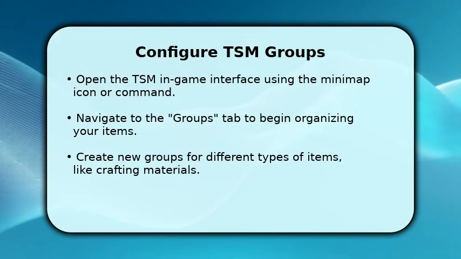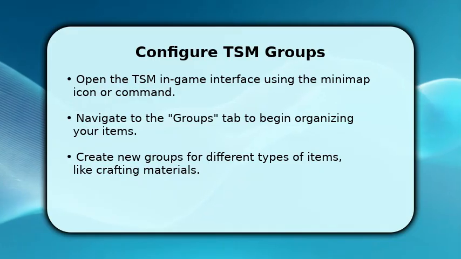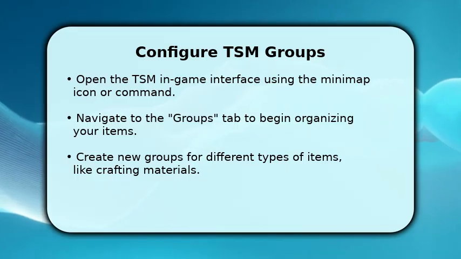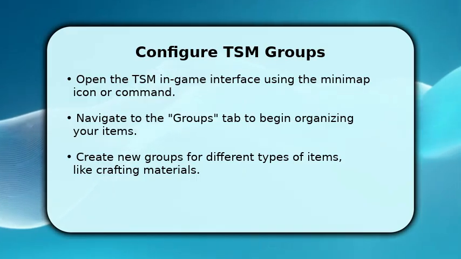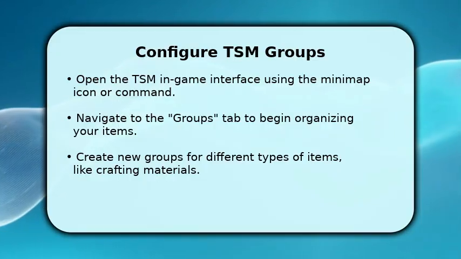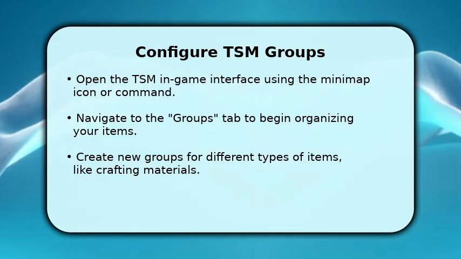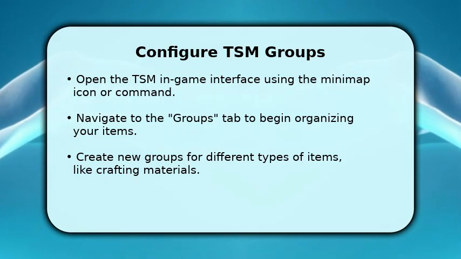Now that TSM is installed, let's configure your groups. Open the Tradeskillmaster interface in-game, usually by clicking the minimap icon or typing a / command. Head over to the Groups tab. Here, you can start creating new groups to organize your items. For example, make a group for all your crafting reagents, another for transmog, and so on. This organization is key for efficient management.